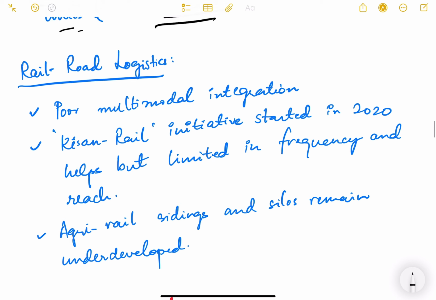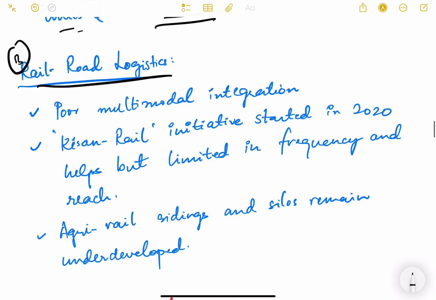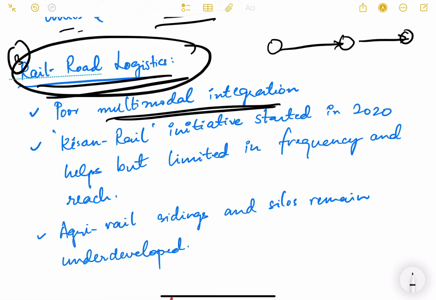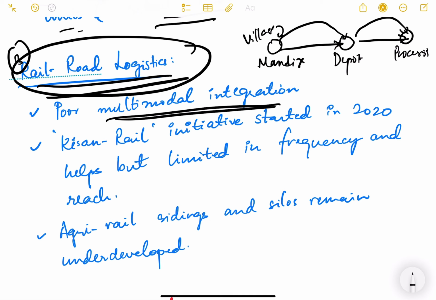Now third is obviously the railroad logistics, poor in our country, poor multimodal integration. Multimodal meaning the various nodes, for example. Say this is one village, now this village is bringing produce to this mandi X. From this mandi X, suppose it has to move to a central depot. From the depot, say it is going to one big city where some food processing is happening. So these are the various modes. This integration is poor in our country.